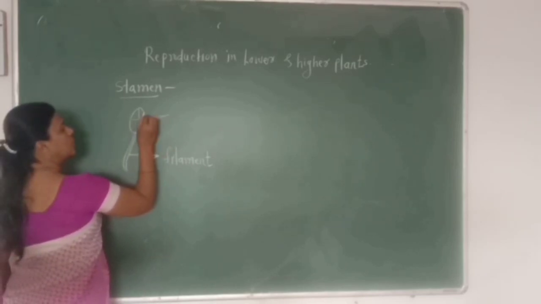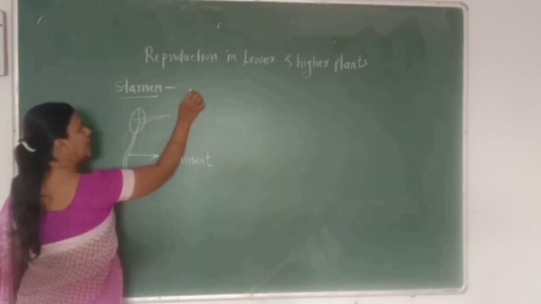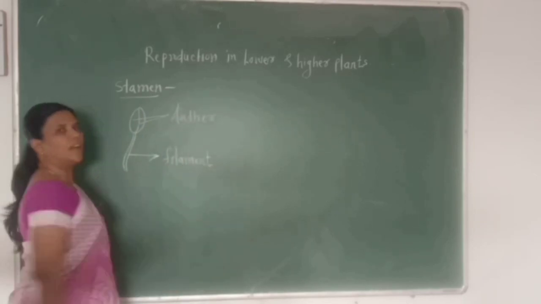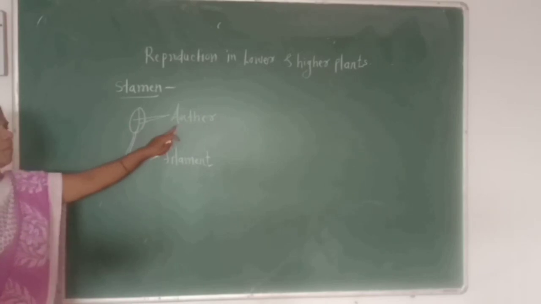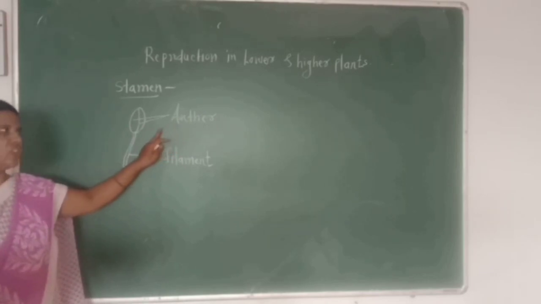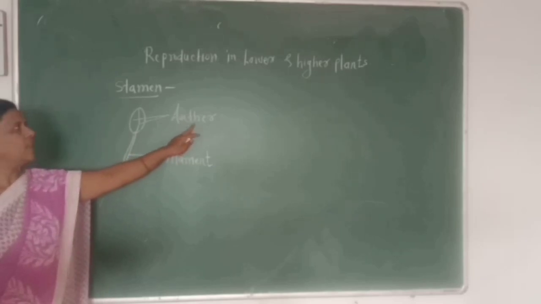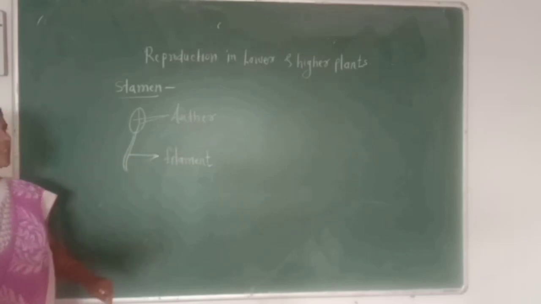Then these two sac-like or bag-like structures are present, which are called the anther. This bag-like structure in which pollen grains are present is called an anther. So anther is also called the fertile part of the stamen.